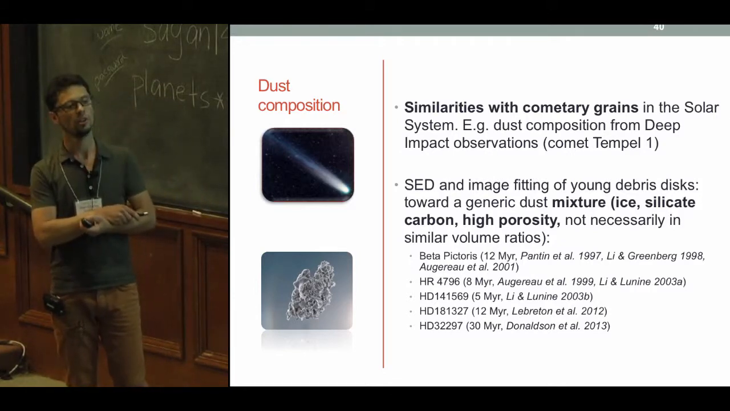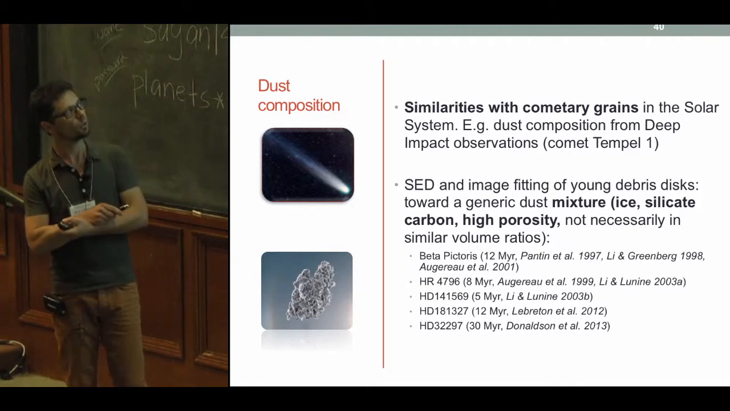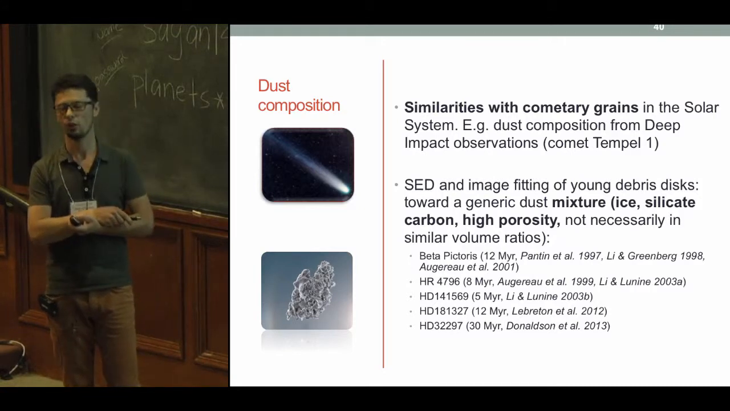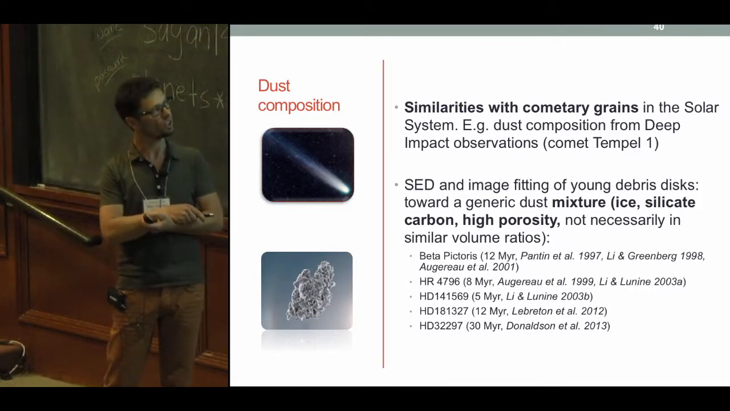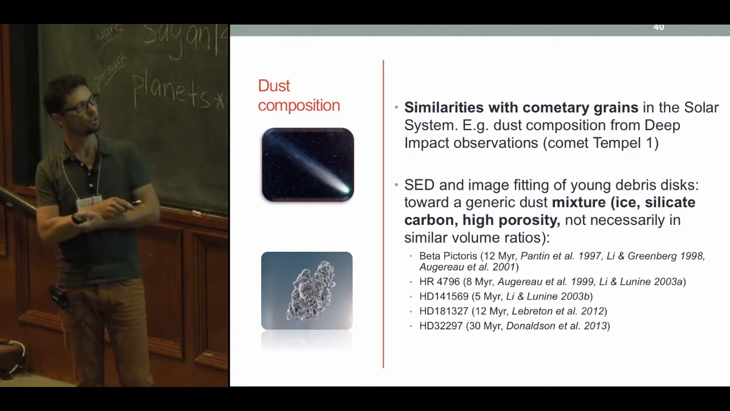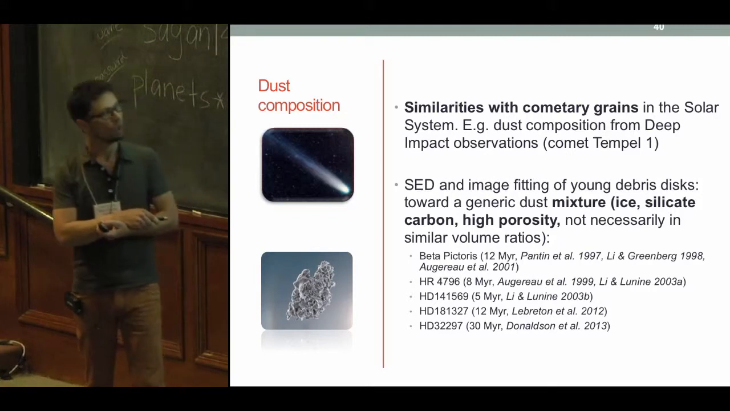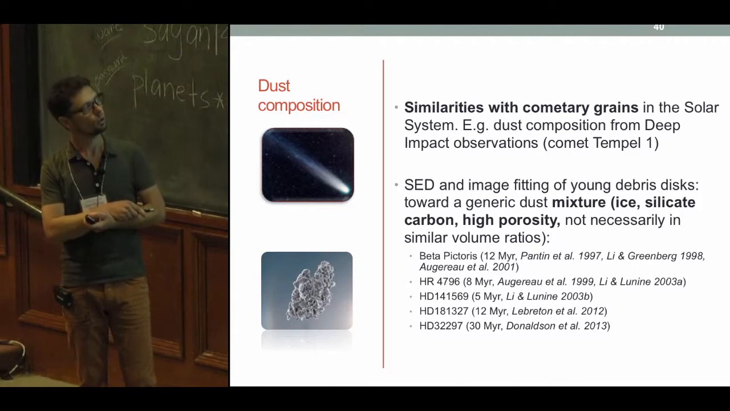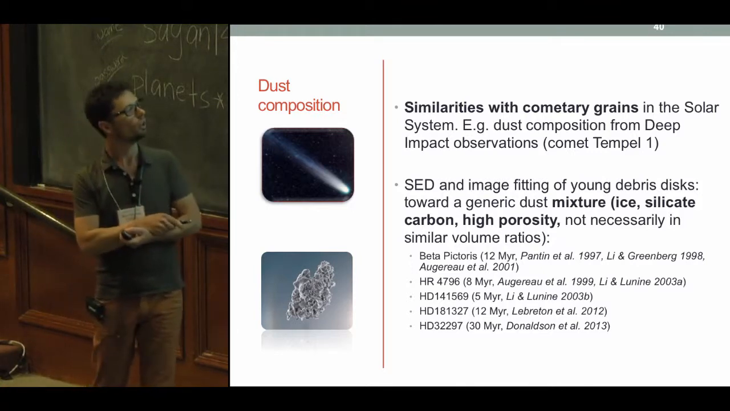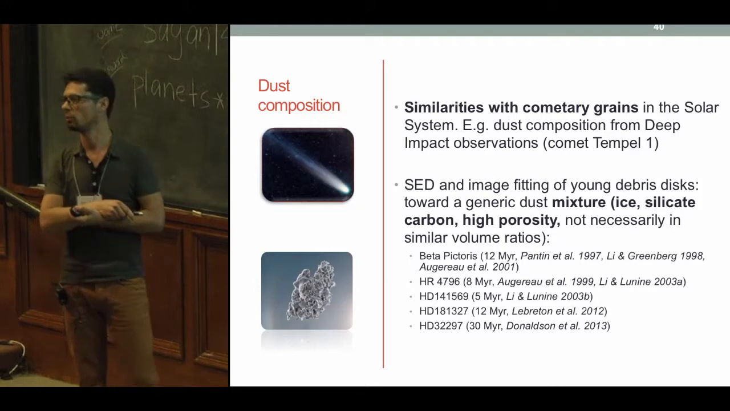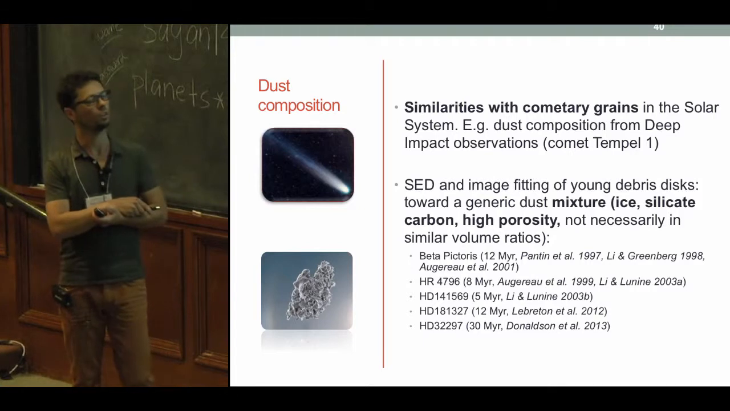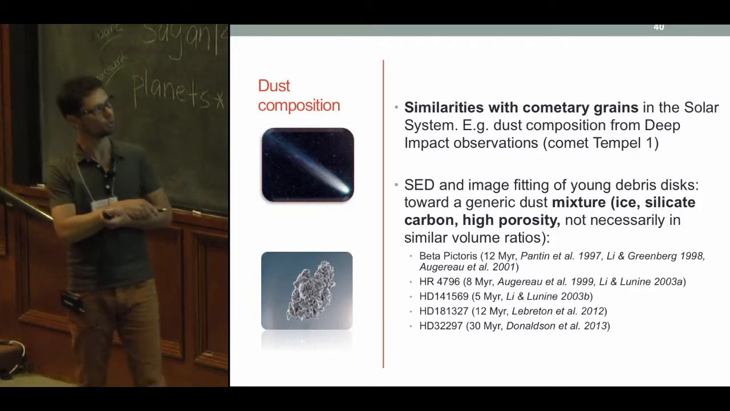you end up with similar compositions, not necessarily the same volume ratio between silicates, ice, etc. But you need such a complex dust model to actually fit the SED and the images. This is the case for Beta Pictoris, for HR 4796, that one, and the few others which are mentioned here. What you may notice is that all these disks are very young, actually, which is probably a bias, because most of these models have been using scattered light images to constrain the location of the dust, and it's much easier to detect a disk in scattered light when it is massive, so rather young.